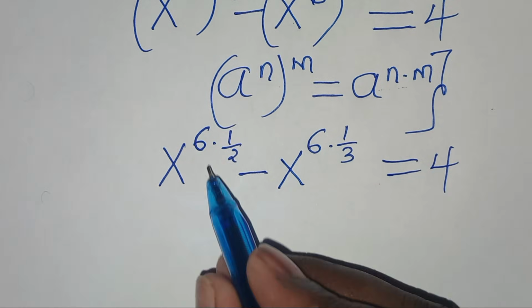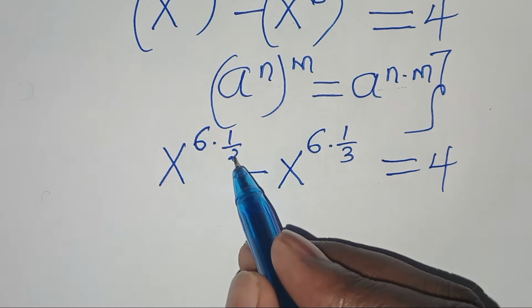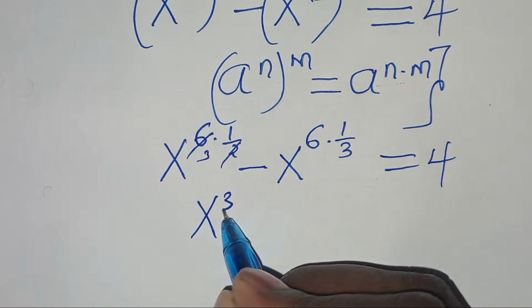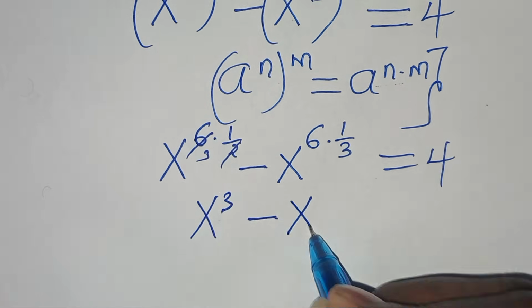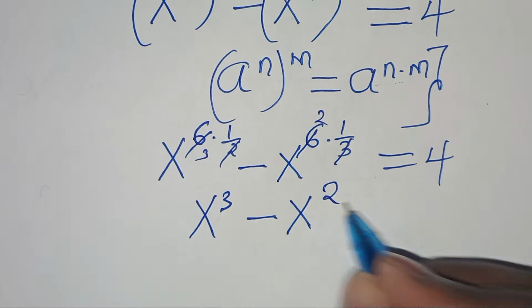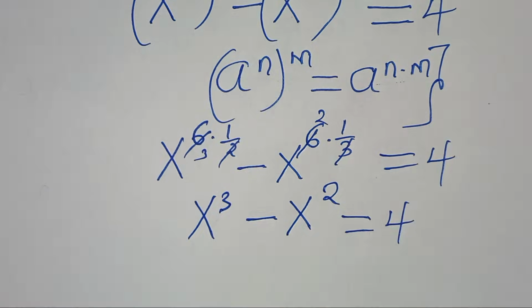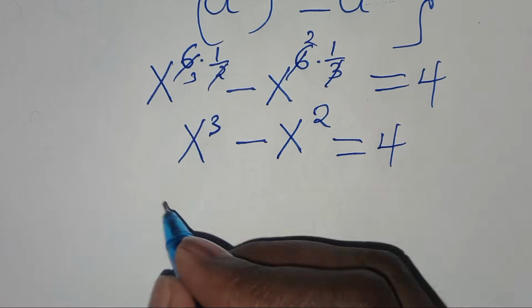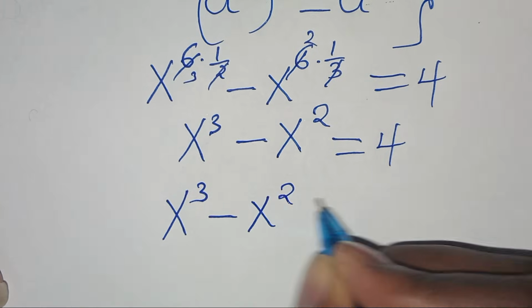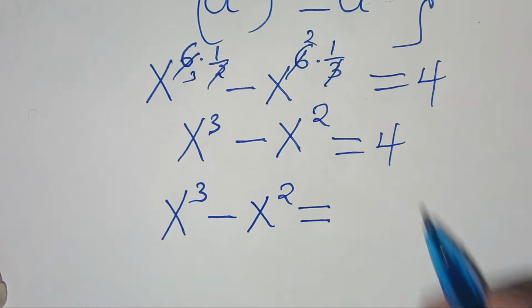Now, let's simplify here. We have 6 divided by 2, which is equal to 3. So we have x to the power of 3 minus x to the power of 6 divided by 3, which is 2, so x to the power of 2. This is equal to 4. So this is x to the power of 3 minus x to the power of 2. This is equal to 4.